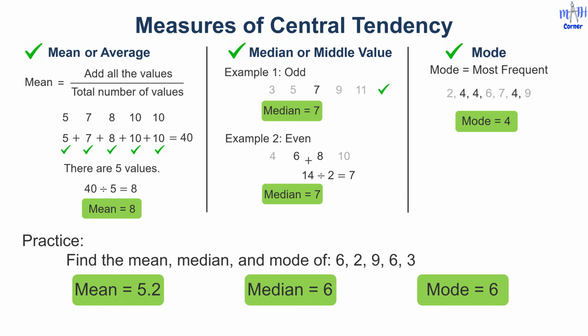And that's it. Now you know how to find the three measures of central tendency. The mean, median, and mode. These tools help us understand data in a simple and meaningful way.